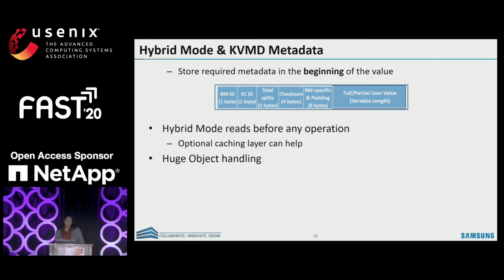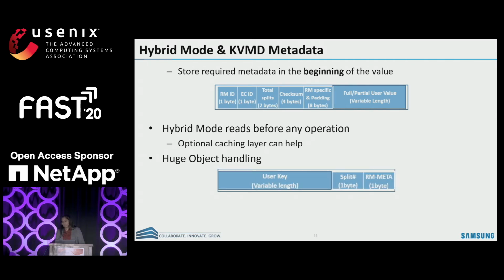And the huge object handling is because we have the 2 megabyte limit, but users could want very big ones. So if it is bigger than the limit, we would split it and store it in multiple values, and that is what the total split is about. And the key also has metadata with it, which stores the split number. The first split will always be 0, and then any RM metadata.